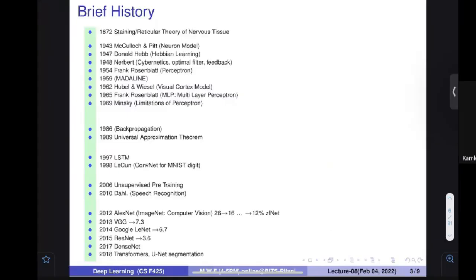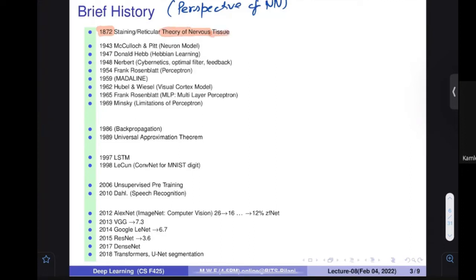Let us come to this particular slide and try to understand the history of neural networks. When I talk about the history, I am talking about it from the perspective of neural networks only. It was 1872, long back, when people first tried to understand how our nervous system works. It was on the biological level.